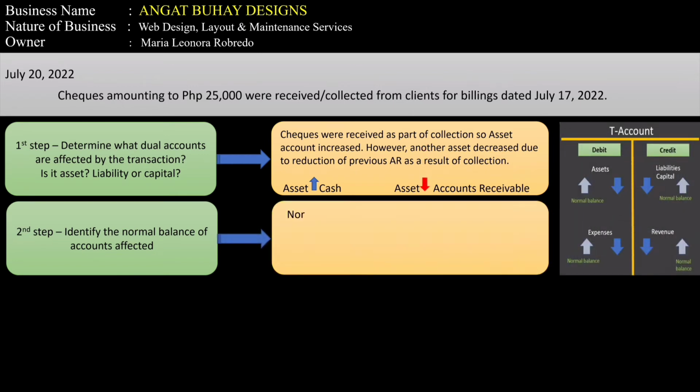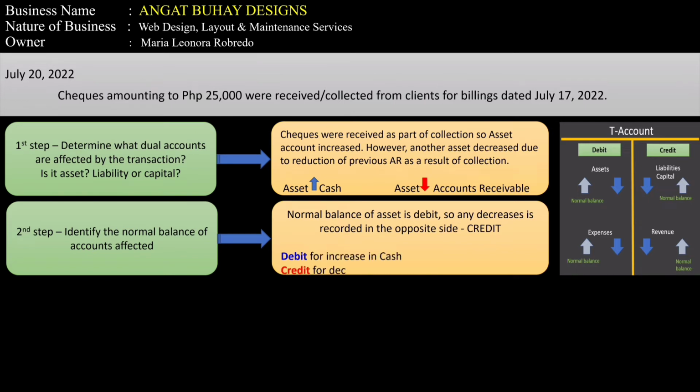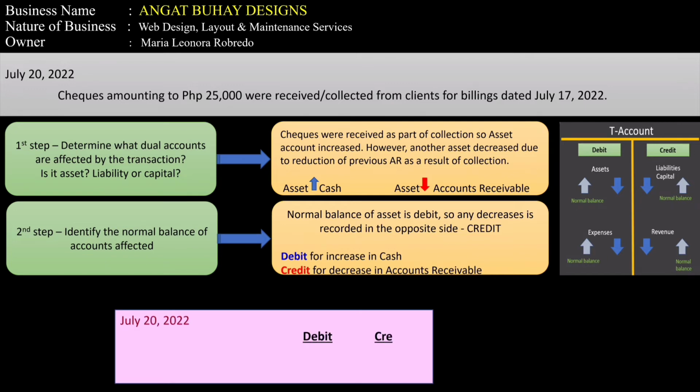So, if there's a collection, what will happen to the account receivable? The account receivable will decrease. If there's a reduction in asset, the reduction in asset will be recorded by credit. So, there will be a credit to accounts receivable. So, what is the corresponding debit? The debit should be on cash. Why? Because there's a collection.